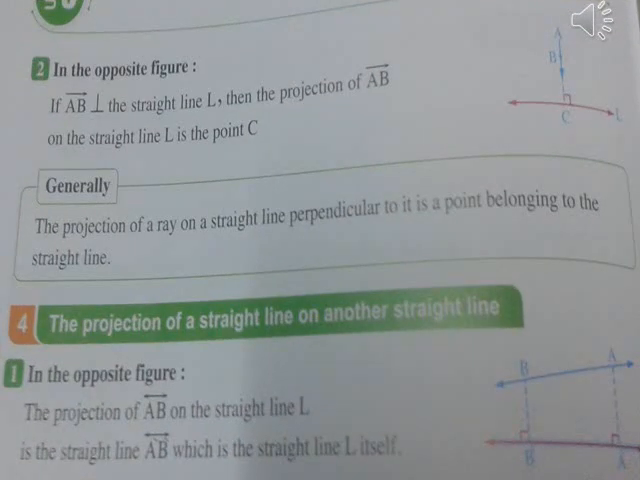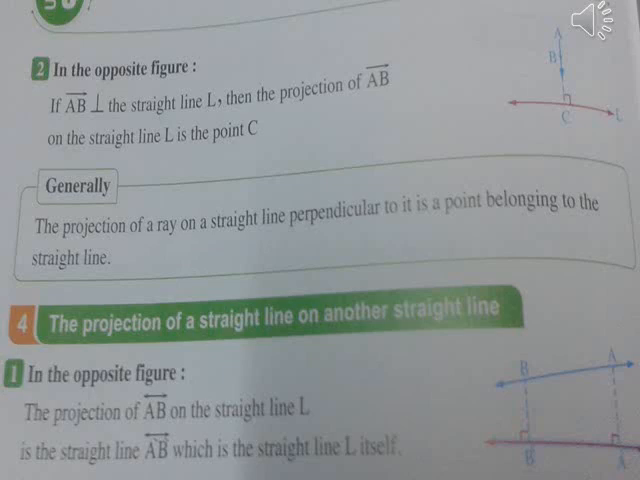In the opposite figure, if ray AB is perpendicular to the straight line L, then the projection of ray AB on the straight line L is the point C. Generally, the projection of a ray on a straight line perpendicular to it is a point belonging to the straight line. The projection of a straight line on another straight line, in the opposite figure.